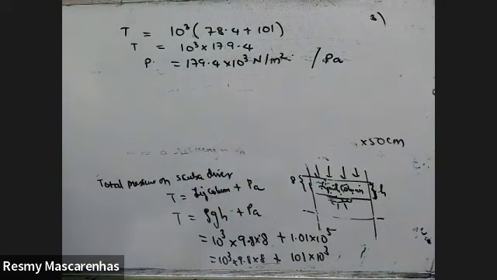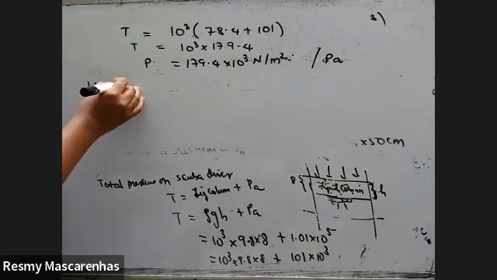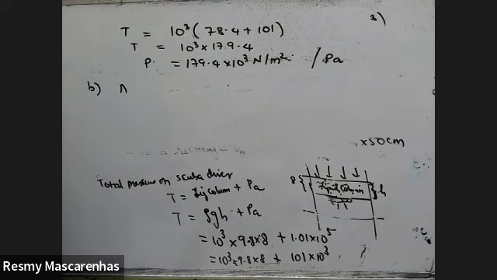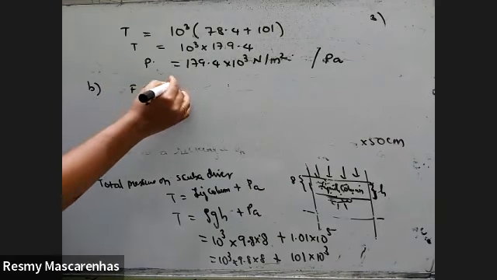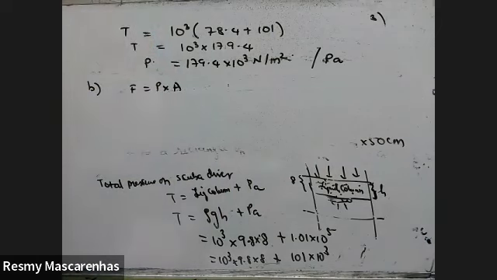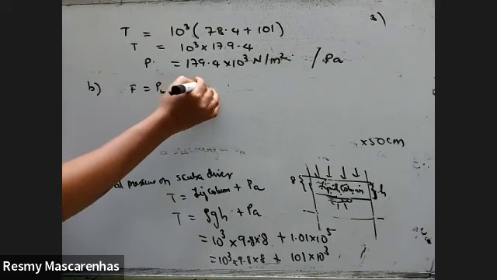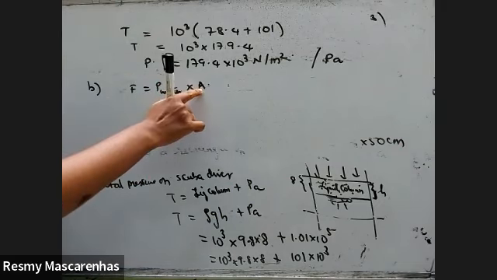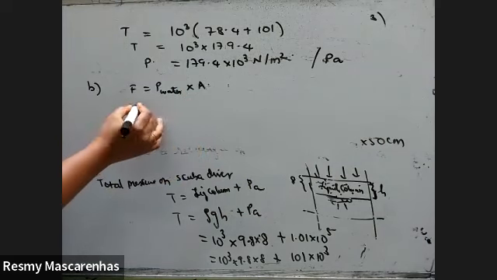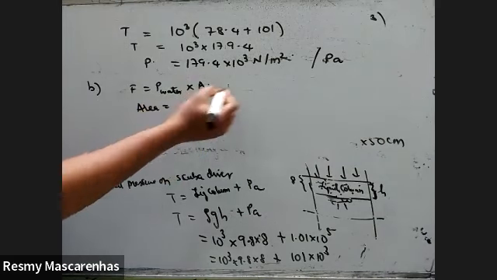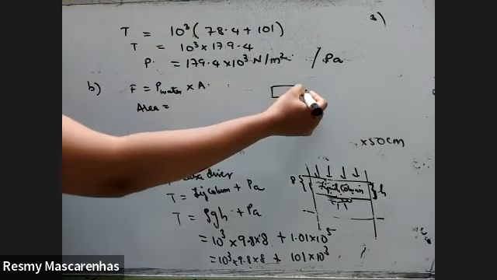Now second part, how much force has been applied. Force is nothing but pressure into area, because pressure is force upon area. Now pressure is only asked due to water. Area means the dimensions are given, so we have to calculate the area. The area will be the rectangle, length into breadth.